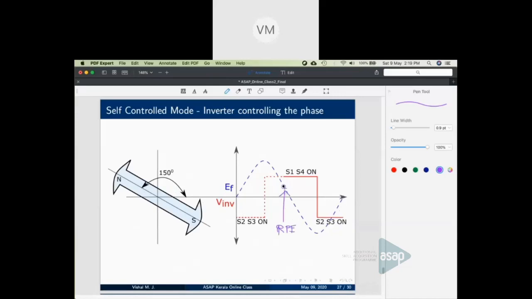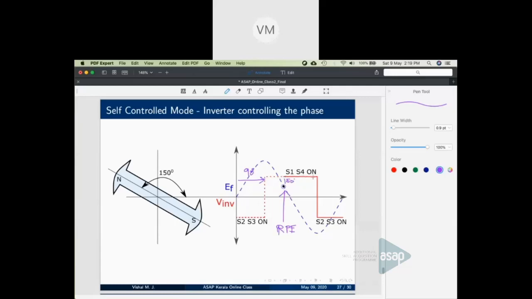You can reconstruct your EF waveform, and this is how you need your voltage waveform to be, so that this is 90 degree. Now you are already at 150 degree. What does it say? I should have turned on my inverter at 90 degree itself, so turn it on.